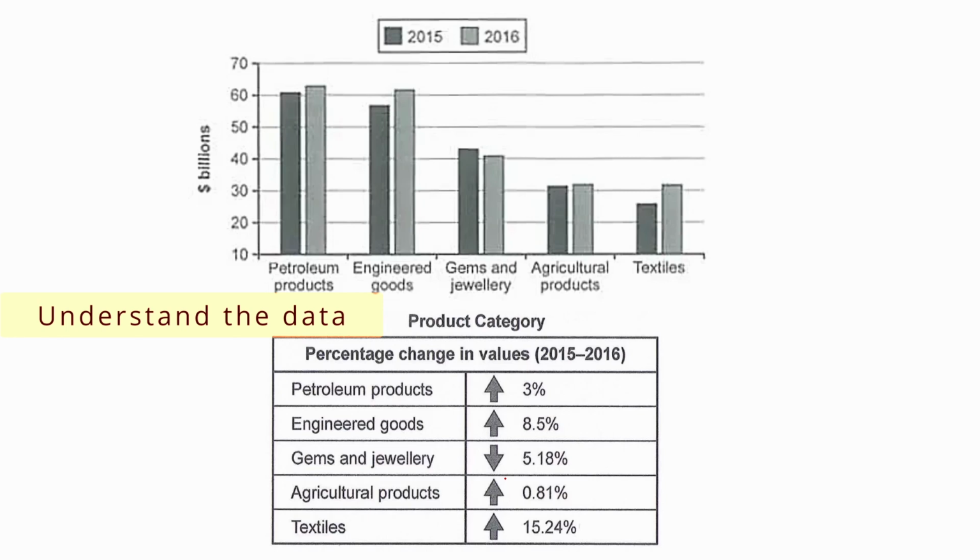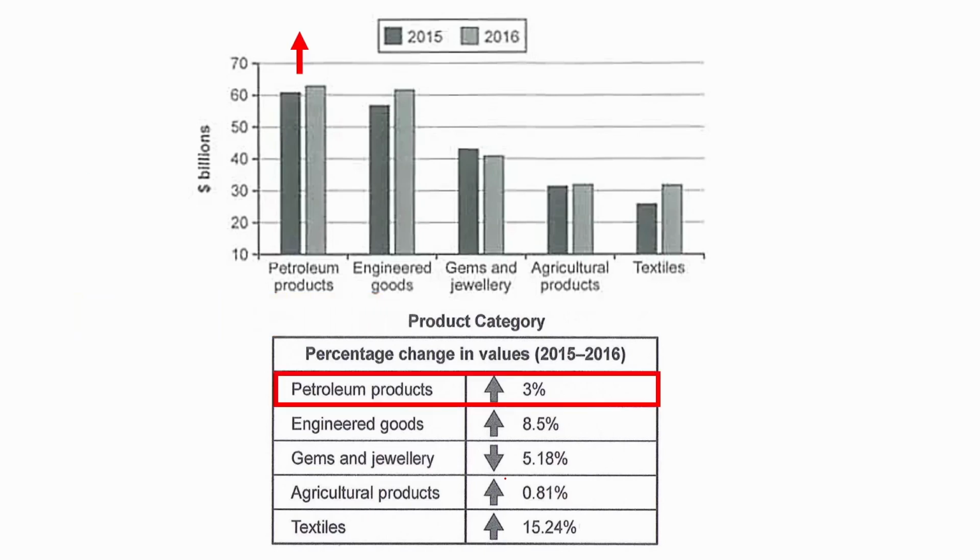At this stage, don't be obsessed with vocabulary. Don't think too much about words here at this stage. Just simply identify the changes by using ups and downs. For instance, here for petroleum products, it's obvious that it increased, right? It was very small, but it increased by 3%. Next one, engineered goods also increased. Gems and jewelry, this one decreased. Agricultural products increased. And finally, textiles also increased. So I didn't use any specific words. I just wanted to identify the changes.